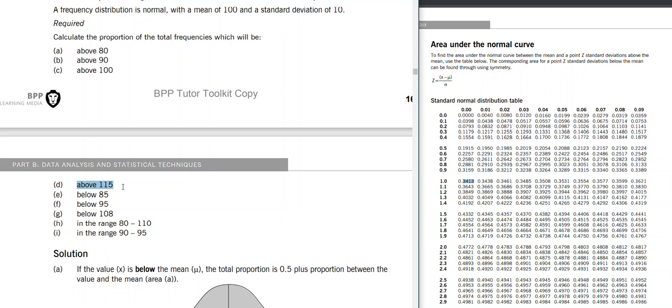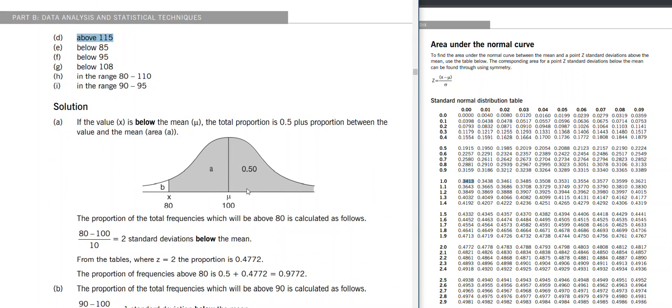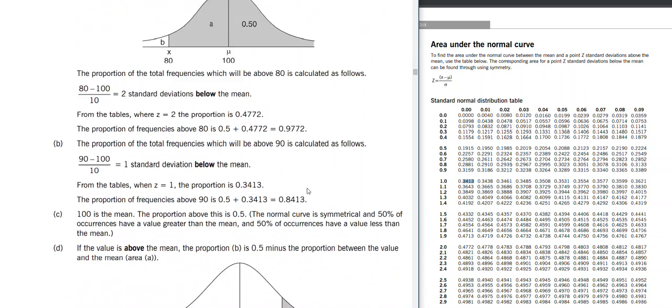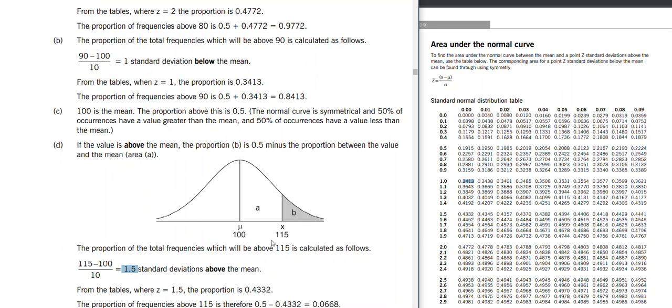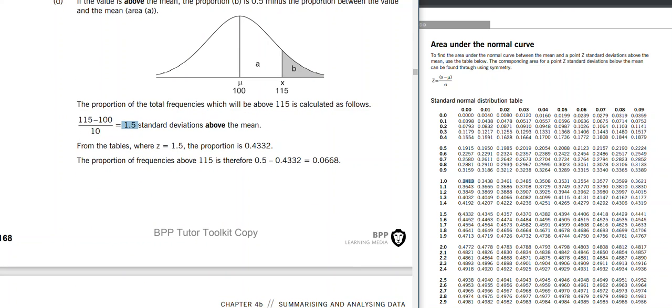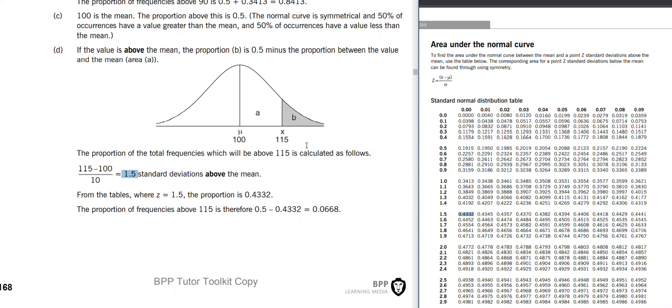Next is above 115. So 115 is above the mean. So this means this percentage would be less than 50%. So when the data is found, we have 1.5 standard deviation. And when you look at that in the table, we have 43.32%. Now, 43.32% gives you this percentage up to this mean.